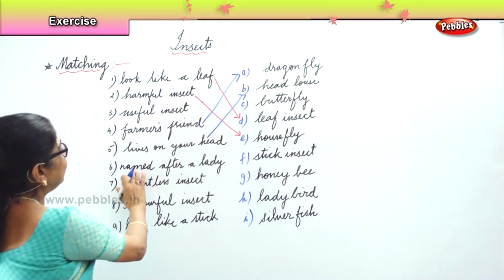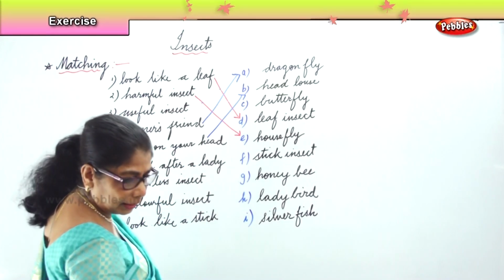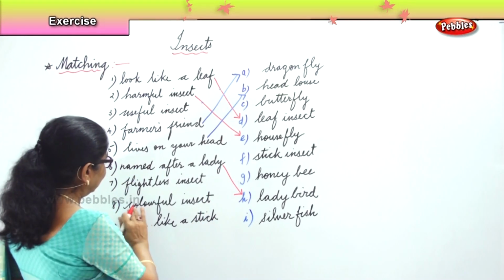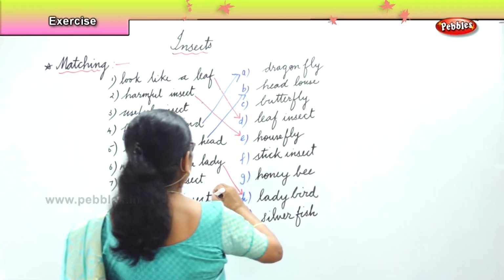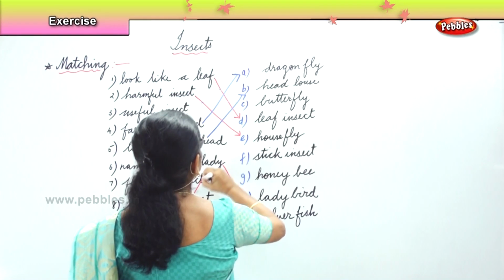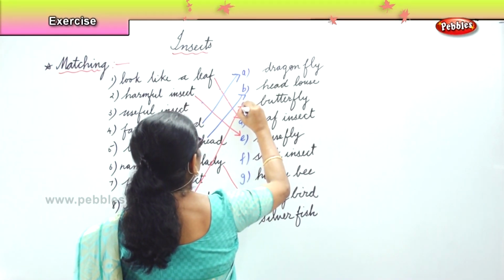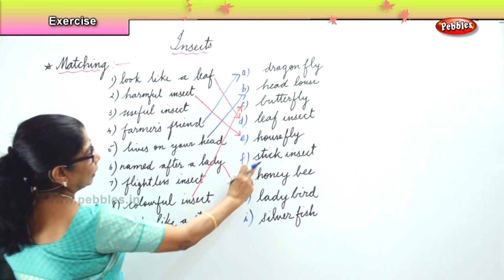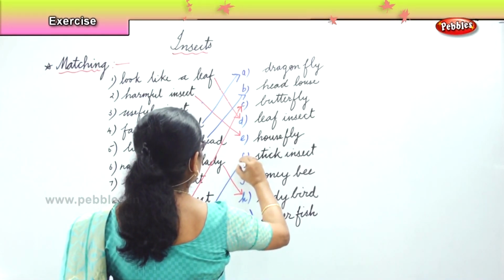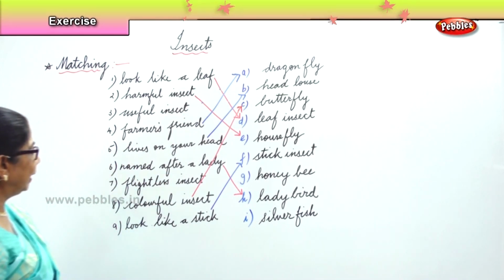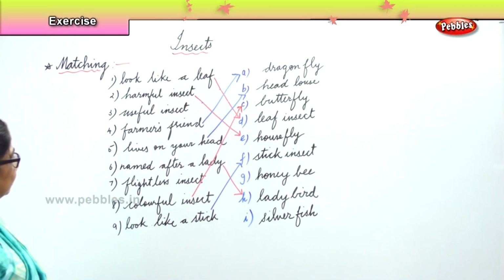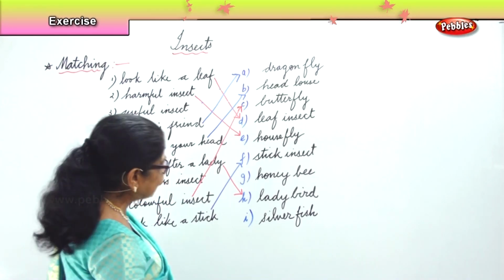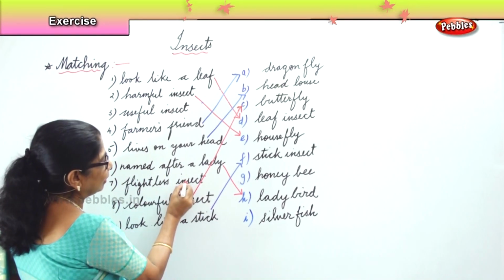Then named after a lady is a ladybird insect. Colorful insect is a butterfly. Then look like a stick. Stick insect. Stick insect looks like a stick. Then flightless. There's an insect that cannot fly. Flightless insect is a silverfish. An insect that cannot fly. So flightless is a silverfish.